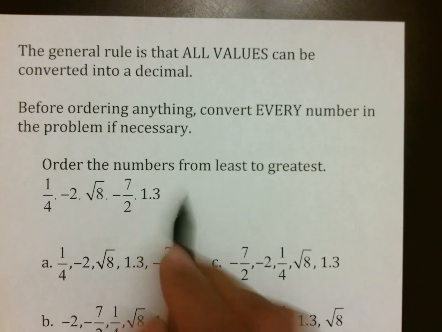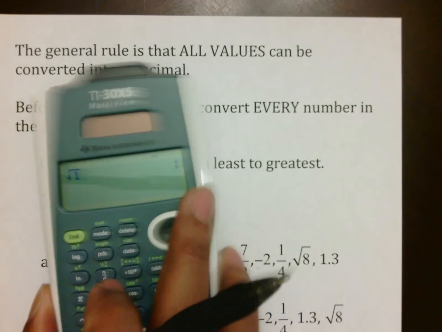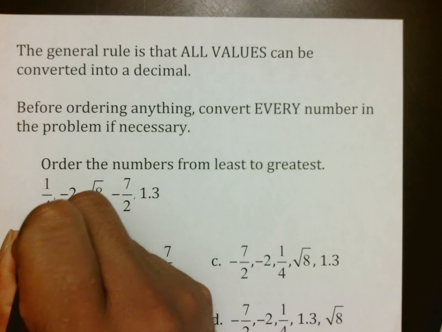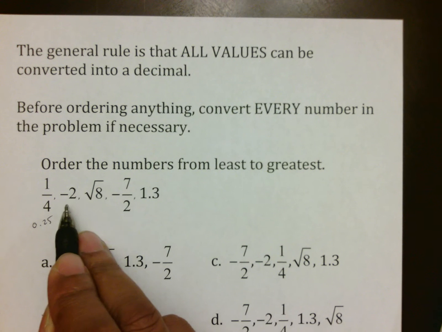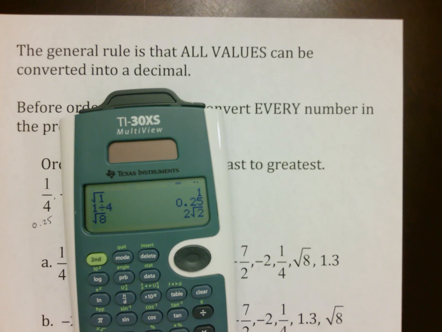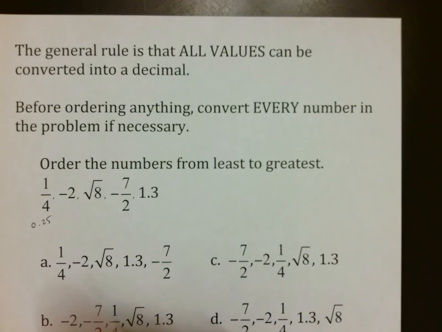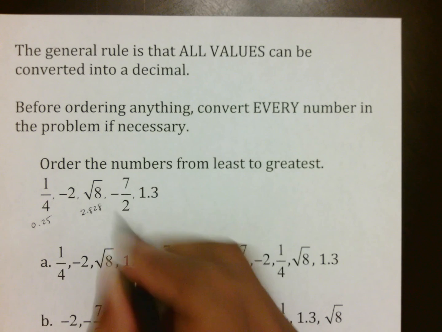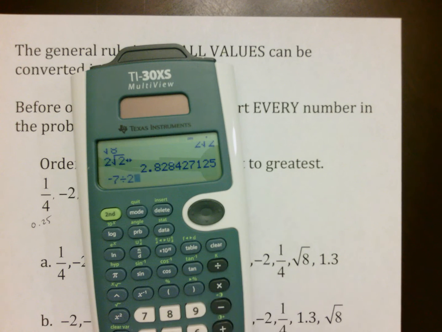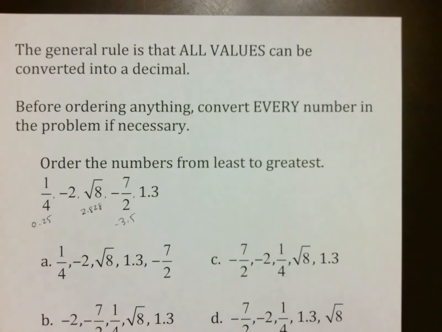So if you're given this question, which is on the bottom of your sheet, first thing I want to do is convert them all. Remember, that's a fraction, so we fix that by doing 1 divided by 4, which gives me 0.25. So on my paper, I would put the decimal form of that number. Negative 2 is already in decimal form. Square root of 8, type it in, and convert it using this conversion button, and you get about 2.828. Negative 7 halves, again, that just means take negative 7 divided by 2, which is negative 3.5, and 1.3.